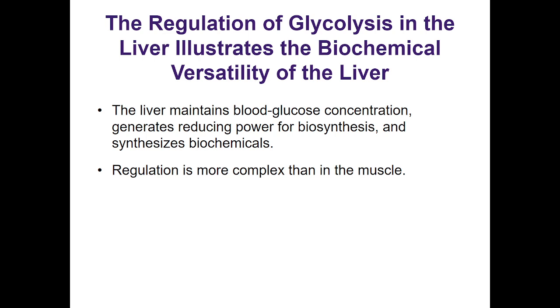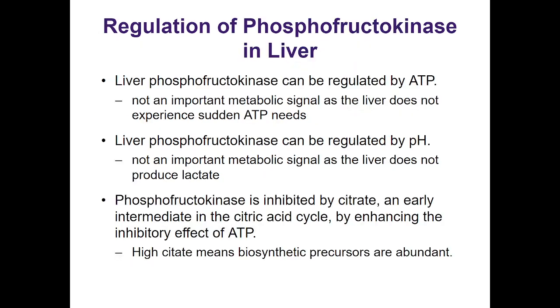This is why that happens, because the liver is doing the heavy lifting for this. Your liver phosphofructokinase can be regulated by ATP, but that is not an important metabolic signal, as your liver does not experience sudden ATP needs. Yes, it still exists, but how often do you exercise your liver?